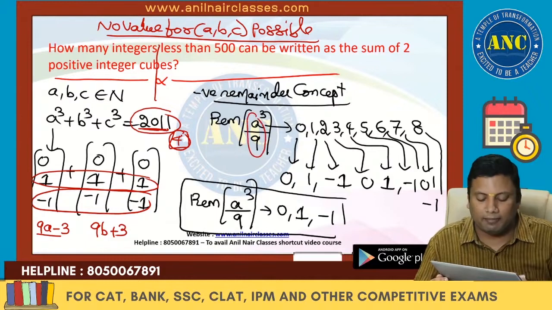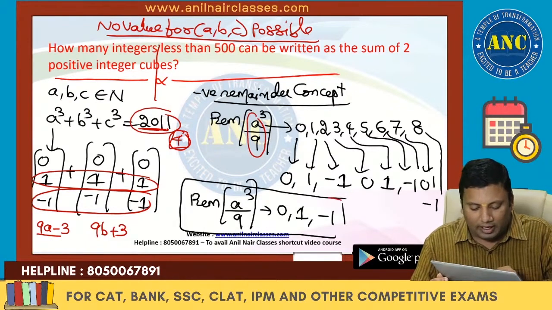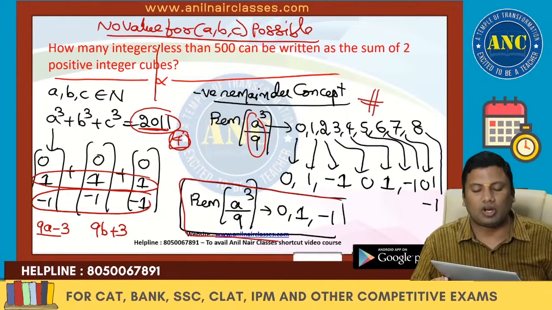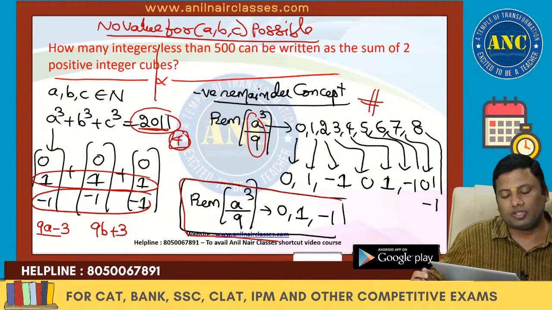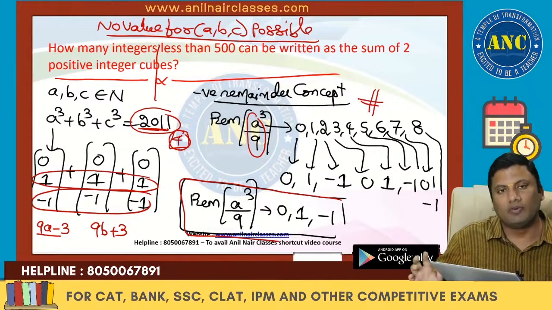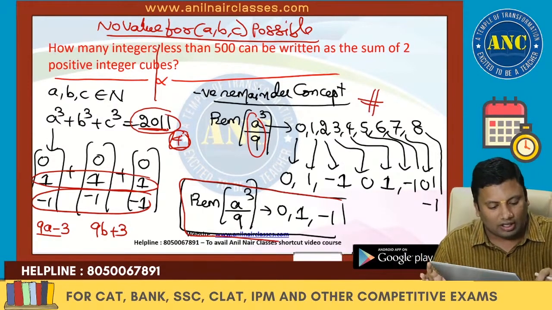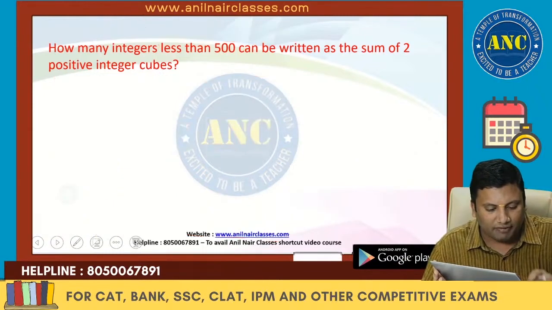When you divide a number by 9, the possible remainders are 0, 1 and minus 1. You don't need to waste your time solving this directly. By using Euler's totient function, you will definitely get 0, 1, minus 1 instead of substituting all of this. Now see here. Listen carefully.